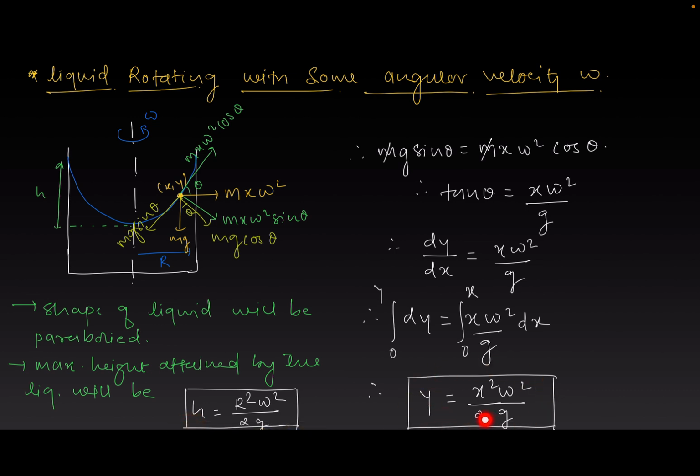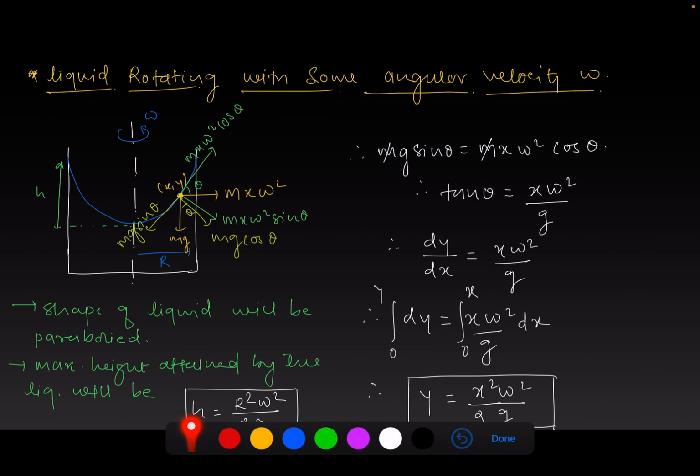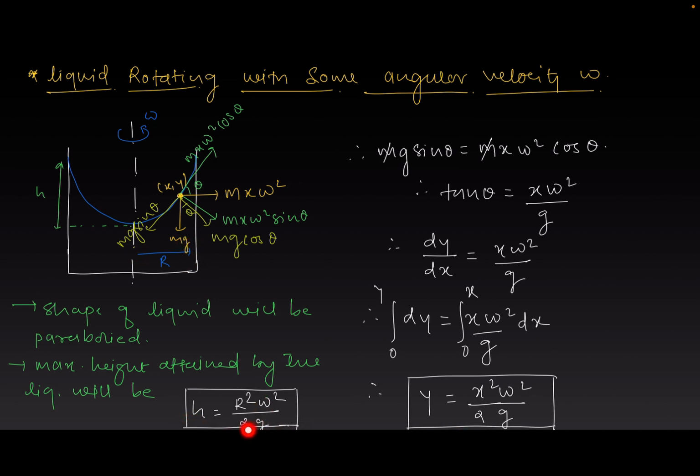Now what will be the y here? y is the maximum height attained by the liquid. So here the maximum height attained by the liquid is h. This is the h here. Now omega is the angular velocity, and r is this distance, the radius of this container. So we get the height, which is equal to r square omega square by 2g.